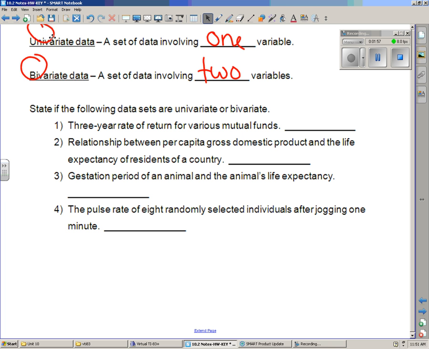So this first one, the 3-year rate of return for various mutual funds. You're looking at a whole bunch of funds, but looking at just their 3-year rate of return. So it's only one set of data that you're dealing with. This would be univariate. Again, I'm doing some abbreviation here.